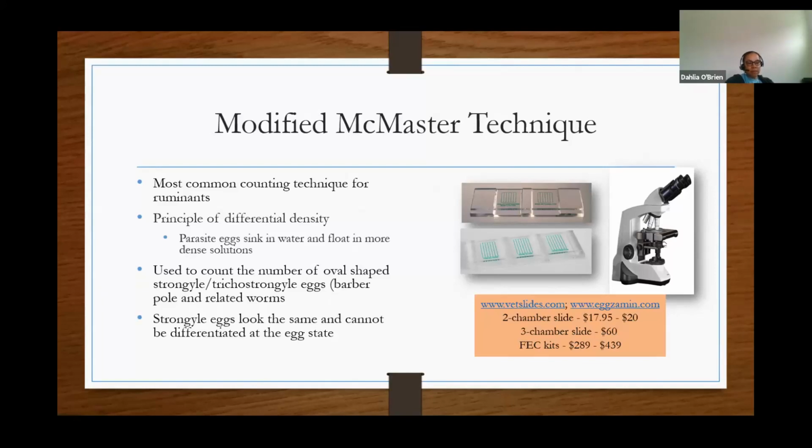Examine website, they do have fecal egg counting kits, and those range from $289 to $439. And those come with just about everything that you'll need, including a microscope to do a fecal egg count. So if you're interested, you could look at those.